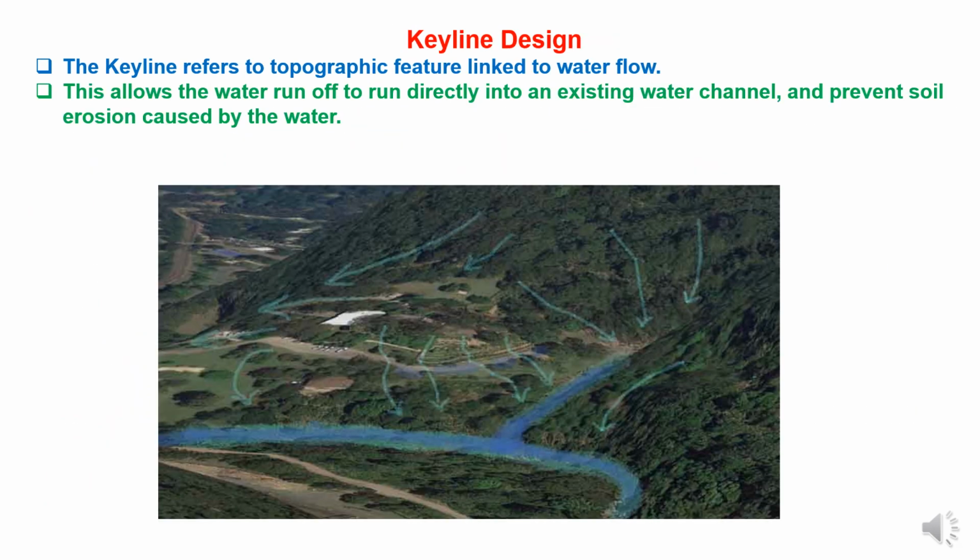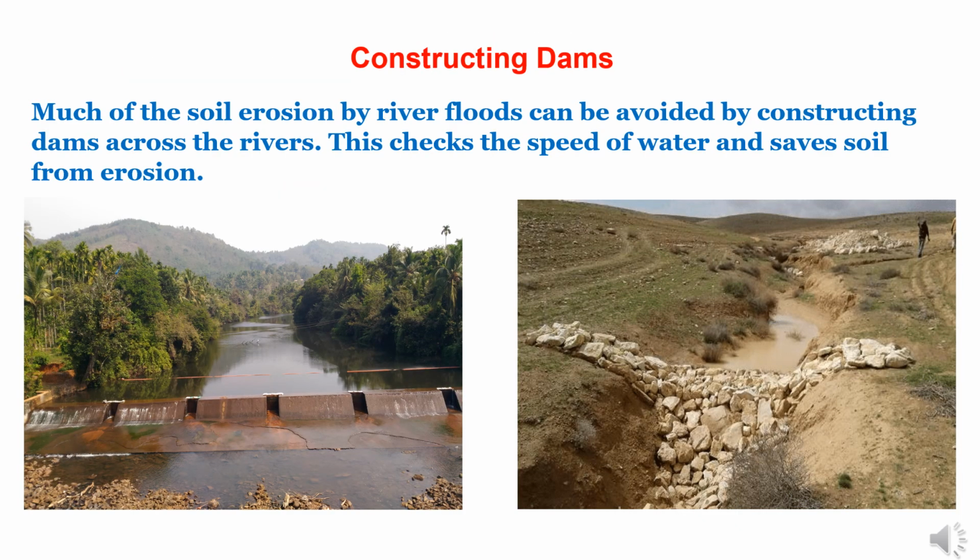Next is the Keyline Design method. The keyline refers to topographic features linked to water flow, which will control the soil erosion. Keyline design allows the water runoff to run directly into an existing water channel and prevent soil erosion caused by the water. Constructing dams. Much of the soil erosion by river floods can be avoided by constructing dams across the rivers. This will check the speed of water and save the soil from erosion.